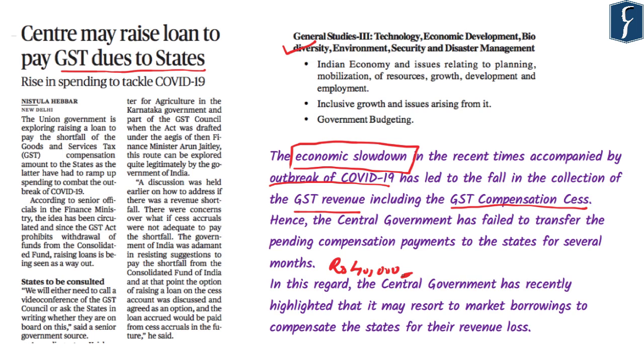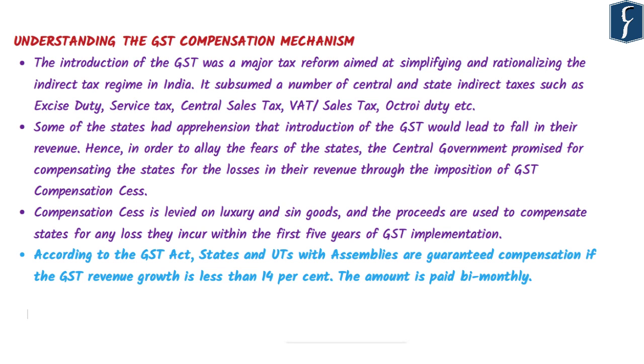But releasing this amount is not easy because the center's finance is not in a healthy state. But because of the constitutional and legislative compulsion, this amount has to go to the states. So the central government is tinkering with the idea of resorting to market borrowing to be able to pay this amount to the states. See, the story is like this.